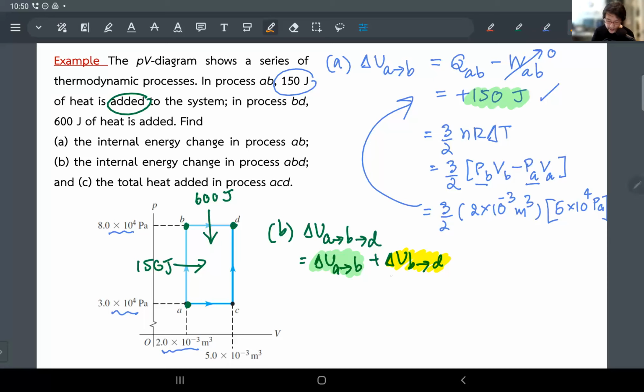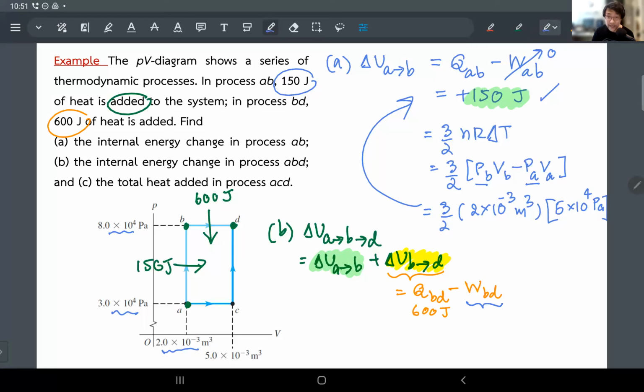Let me explain this portion. For this portion right here, you need the first law of thermodynamics again. So delta U is going to be equal to the heat from B to D minus the work done from B to D. You guys with me now? That's pure first law of thermodynamics again. The problem already gives you the heat during the B to D process to be 600 joules. That's good.